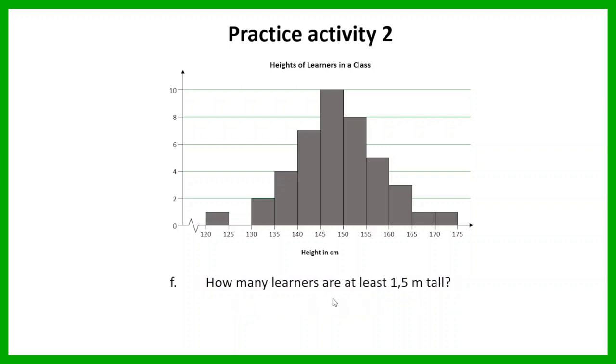Then the next question, how many learners are at least 1.5 meters tall? So 1.5 meters, first of all, you had to know that 1.5 meters is the same as 150 centimeters. When we're converting from meters to centimeters, we multiply by 100. So we had to multiply 1.5 by 100, and that gives us 150. So we want to know how many learners are at least 150 centimeters tall. So we're going from here, and at least means it can be more than 150, it can't be less. So we're going from this 150, and we're going to the right over here. So we're adding all of those up. So we've got this one over here is 8, plus 155 to 160 is 5, plus 160 to 165 is 3, plus 165 to 170 is 1, plus another 1 for 170 to 175, and that all adds up to 18 learners. So that's what you should have got for question F.